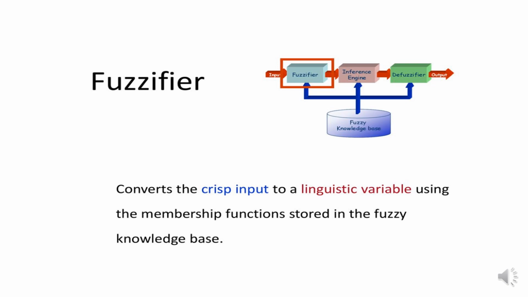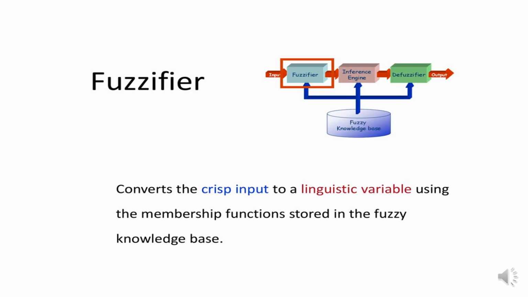You can also see here, the falsifier converts the crisp input into a linguistic variable using the membership functions, which is stored in the fuzzy knowledge base. So this is what I said. You can see here we have a falsifier; the block diagram has also been discussed in various sessions: falsifier, inference engine, defalsifier, fuzzy knowledge base. The falsifier is where you convert the crisp quantity into a fuzzy quantity, or you can say a linguistic variable, using the membership functions.